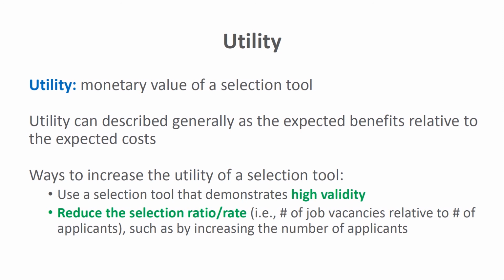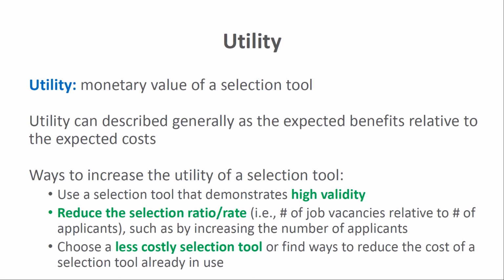In other words, you're making it more difficult. You're having more competition by having more applicants. And hopefully you're going to get a better and more representative sample of people with more applicants. So by reducing the selection ratio or rate, we can hopefully increase the utility of our selection tool, which again refers to the monetary, economic, or financial value of our selection tool.